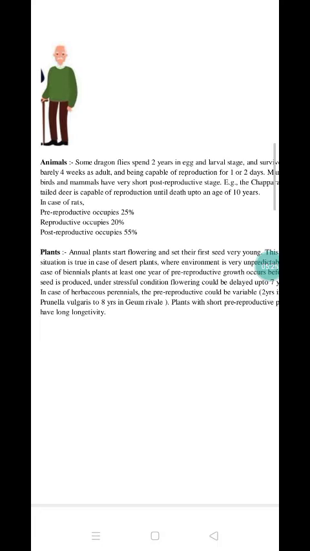In the case of rats, we find that the pre-reproductive age group is about 25%, reproductive is 20%, and post-reproductive is 55%. So in this population of rats, we can see that the post-reproductive, that is the older generation, is the highest one.